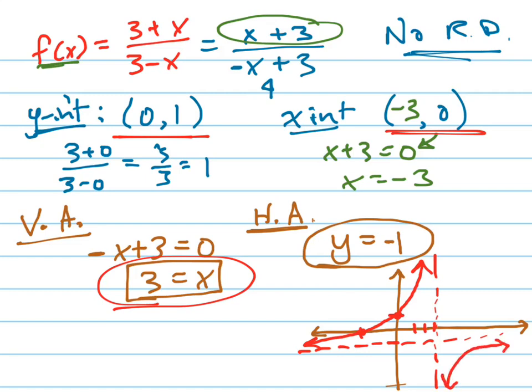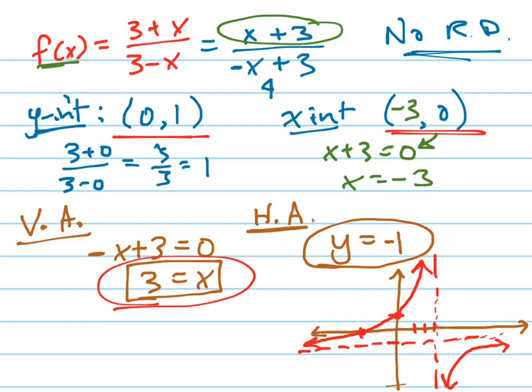Now, technically, could there be some other stuff going on? Like, could this go above there and then come back down? I guess technically it could. But once you do enough of these, you start to get the hang of it, and that's a pretty relatively simple graph, and that's what the graph's going to look like.